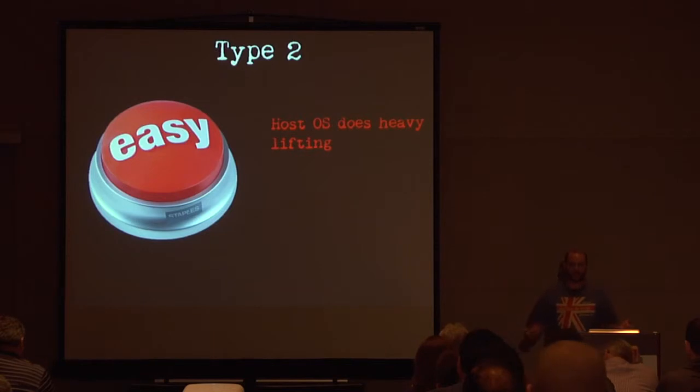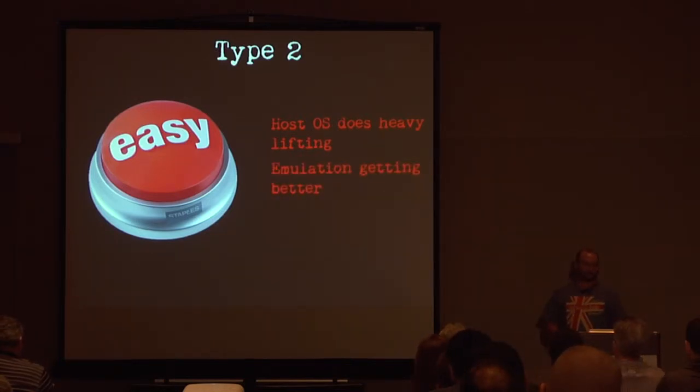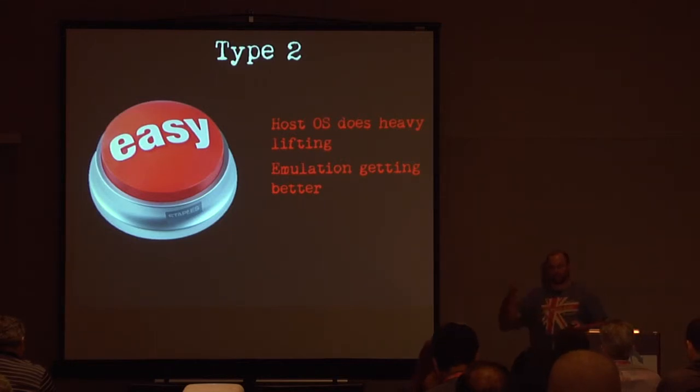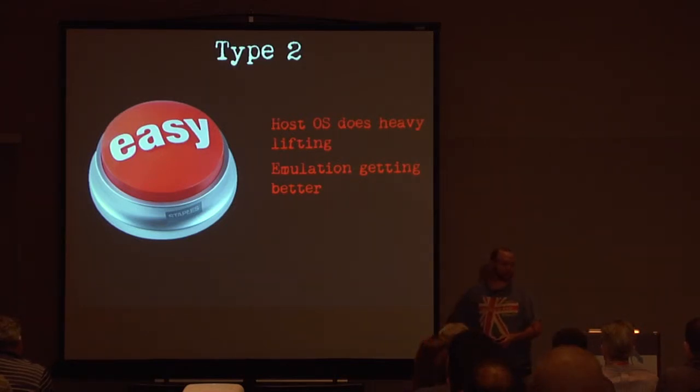So this is pretty easy, and the emulation over time has definitely gotten better, to the point where now we have 3D support and really good performance, and we can take advantage of some local hardware features like 3D remoting with VMware Fusion, for instance, that I have on my laptop, or 3D graphics emulation. So we can do a lot more things with Type 2 hypervisors than we could before.